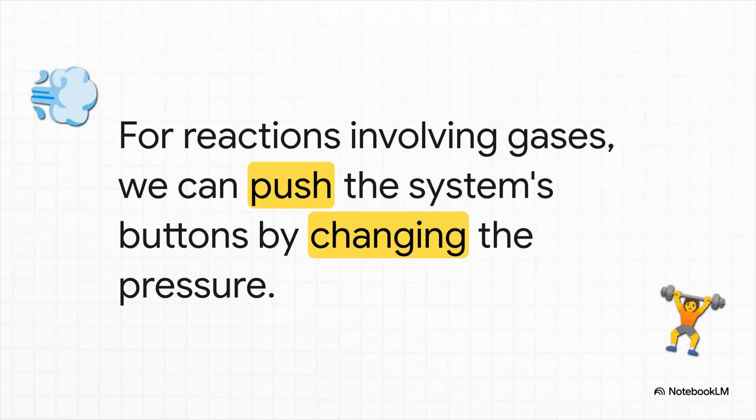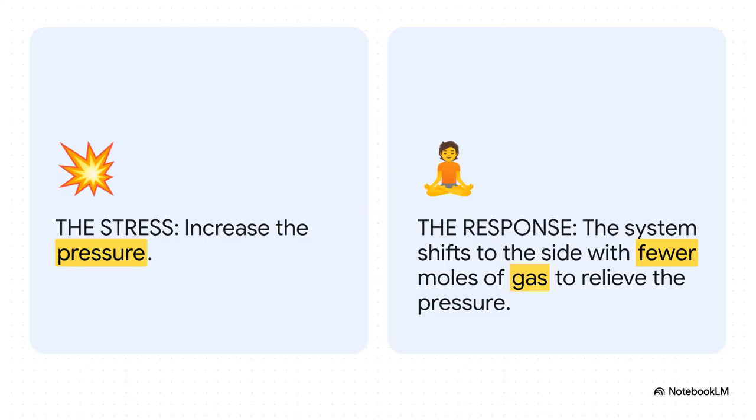All right, the next button we can push, and this one is mainly for reactions with gases, is pressure. This is all about changing how much elbow room the gas molecules have. And the way the system deals with this is just brilliant. If you crank up the pressure, you're basically squishing all the molecules together. To ease that stress, the equilibrium will shift toward whichever side of the reaction has fewer gas molecules. I mean, fewer molecules means less crowding, right? It's the system's way of making more space for itself.